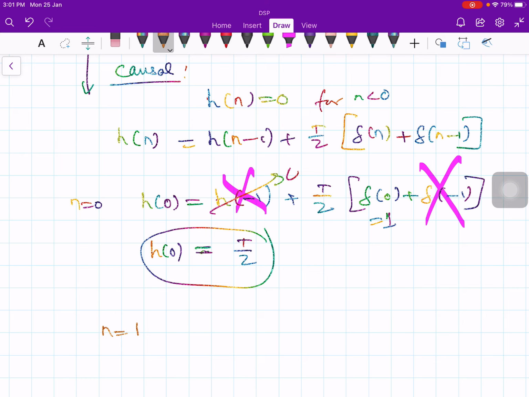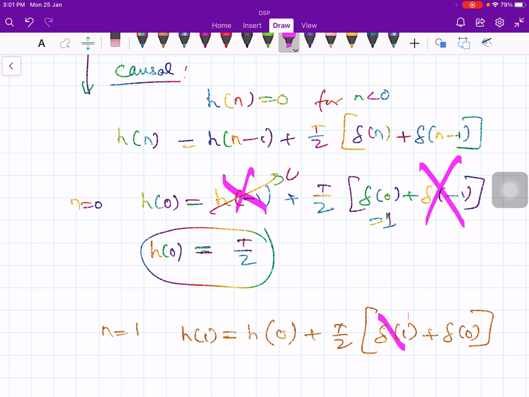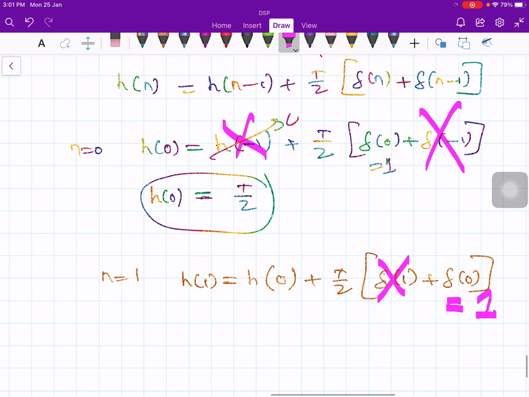Substitute n equal to 1. h of 1 is equal to h of 0, that is n minus 1, 1 minus 1 is 0, plus T by 2 times delta of 1 plus delta of 0. Delta of 1 is 0 and delta of 0 is 1, and h of 0 we already know is T by 2. So T by 2 plus T by 2 is T.